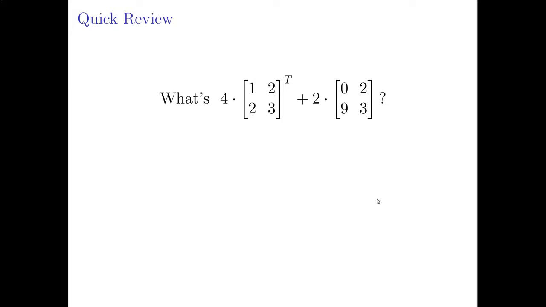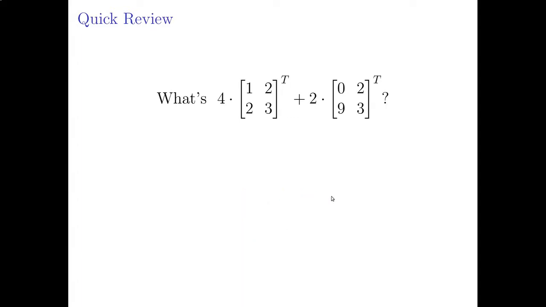What if I transpose the first guy? Then what do I get for my answer here? Turns out the same thing, and that's because this first matrix was symmetric, right? 1, 2, 2, 3. Since the 2 here is equal to the 2 there, this matrix is symmetric. Therefore, taking the transpose doesn't change it. And therefore, the answer I get to this entire operation doesn't change.